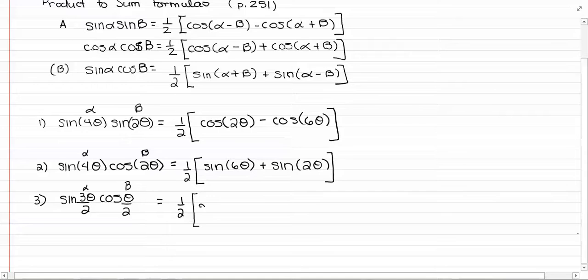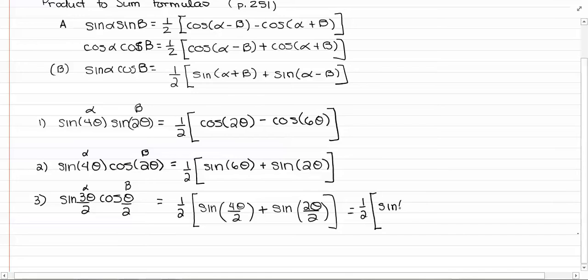So it's going to be sine of, add up the two angles. They already have a common denominator, so that's just 4 theta over 2 plus sine, and then subtract the two angles. So if I subtract the two angles, I end up with 2 theta over 2. And this one you can simplify the fractions inside, so that's 1/2 times, you got to use the bracket here, sine 2 theta plus sine theta.